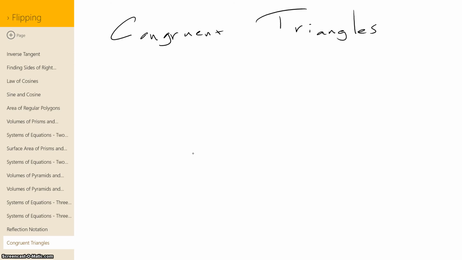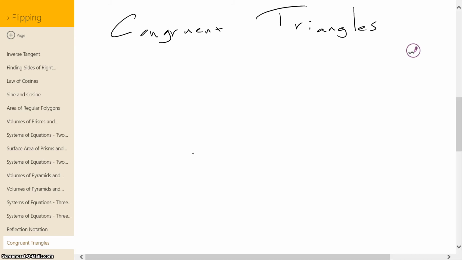Today we're going to be talking about congruent triangles and really how to know if two triangles are congruent to each other based on limited information. We don't need to know everything about the triangles to know that they are congruent. So, for starters, let's get some terminology cleared up right away.